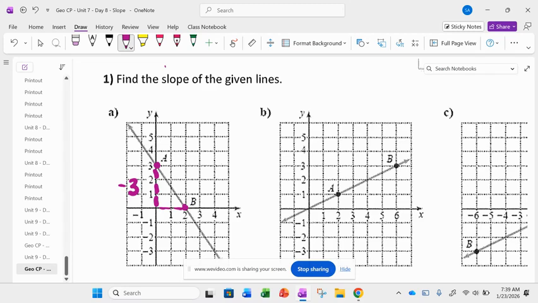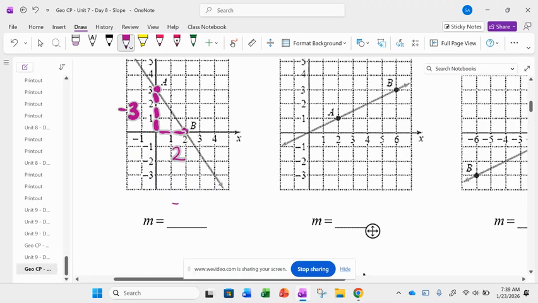So to the right is where all the positive numbers are. To the left is where the negative numbers are. So if you run to the right, that's positive. If you run to the left, that's negative. So my rise over my run is -3/2. And you always write a slope as a fraction.